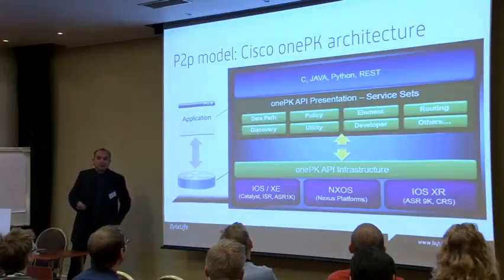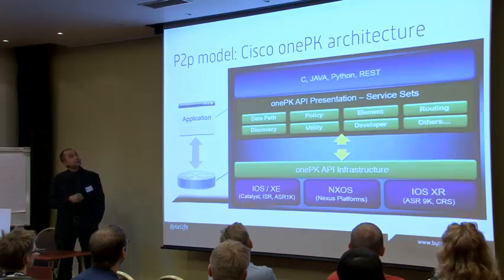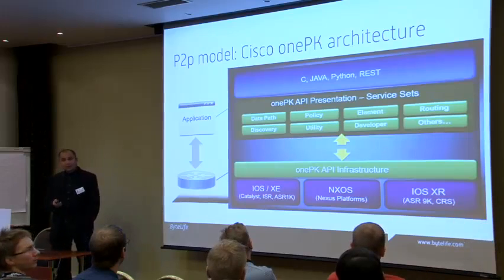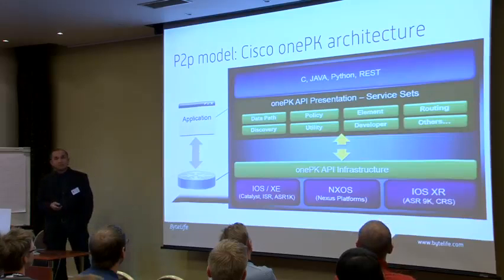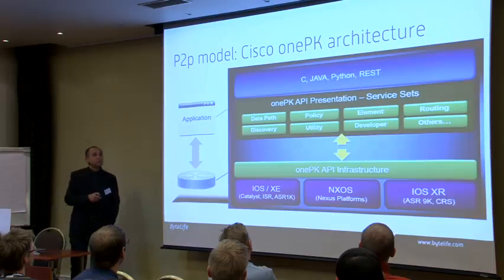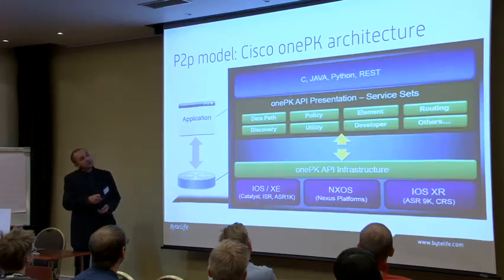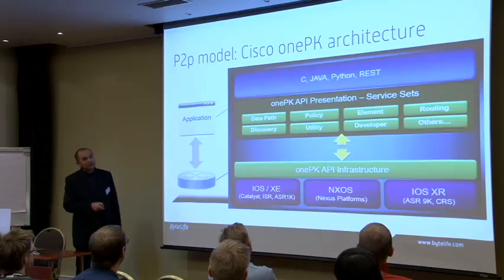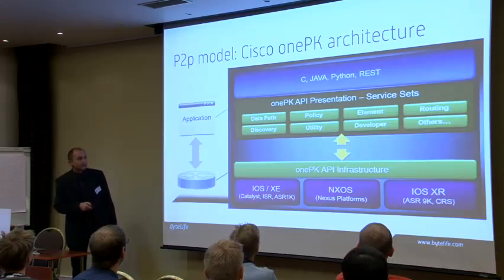So one of the examples to give you here, what could be used in either cases. This is an illustration of the peer-to-peer model, and it's based on the Cisco framework. It's onePK, Open Platform Kit. There are a bunch of services which you can use to direct or control and perform different functions. So there are service sets which you as a developer can use to drive the underlying infrastructure. And the underlying infrastructure, there are various pieces on that. And there is just one common interface.